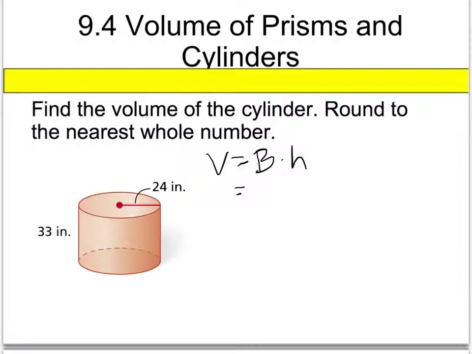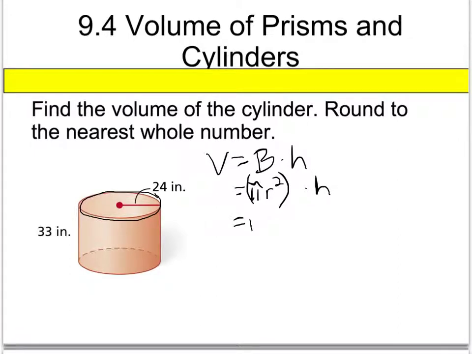Our base in this problem, because it's a cylinder, we have a circle. So the question is, how do you find the area of that circle? Well, area of that circle, if you remember, is going to be your pi times your r squared. Okay, but that's the area of the base. We also need to multiply it times our height of 33, which we're going to plug in right now.